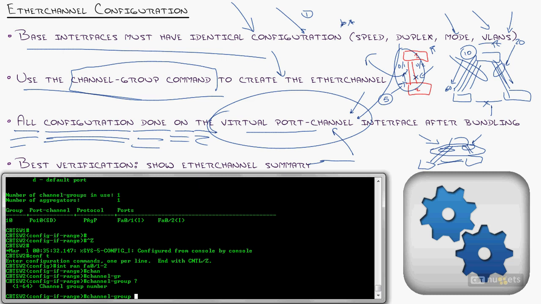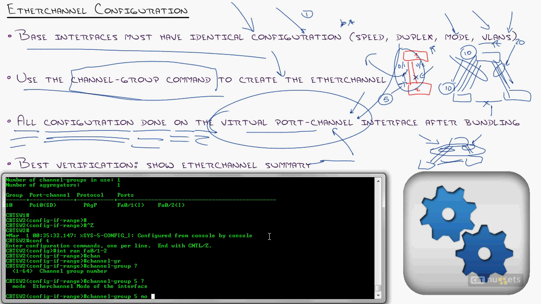Real normal people would use channel group 10 on both sides because that's normal. That's what people do. But I just want to use a different number, because I want to prove to you that you don't have to use the same channel group number on both sides. So I'm on switch 2 now. I'm bundling fast Ethernet 0/1. I'll use channel group 5, right?